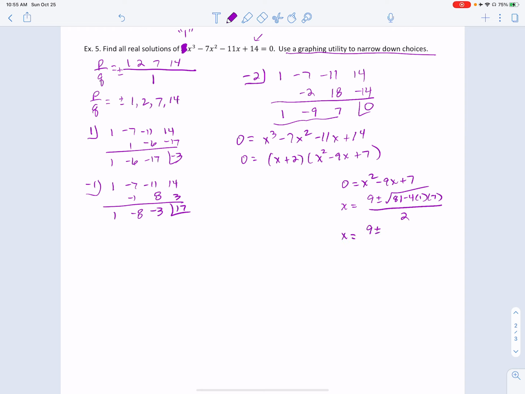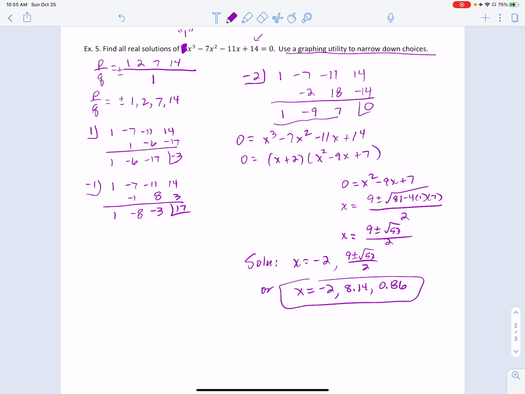And we're just going to approximate these so we don't get down to that. That's 53 underneath the radical. So my exact solutions are x is -2 or this 9 plus or minus the square root of 53 over 2. Put those into your calculator and you're going to get an 8.14 to 2 decimal places and a 0.86. And so to 2 decimals, those would be my answers.